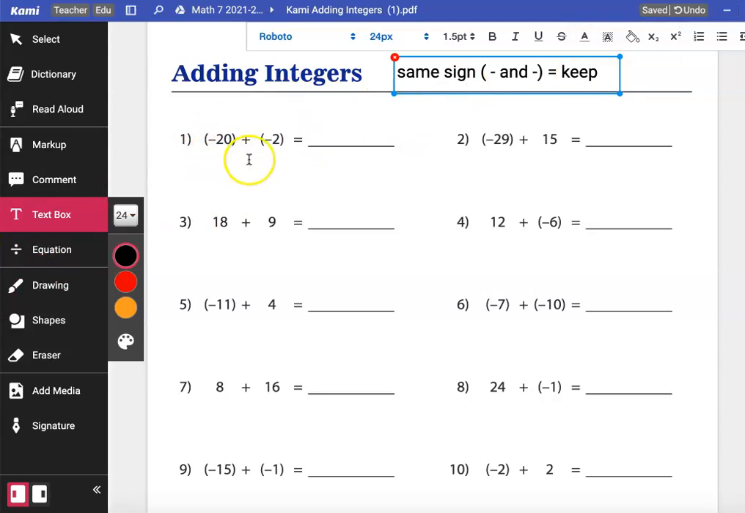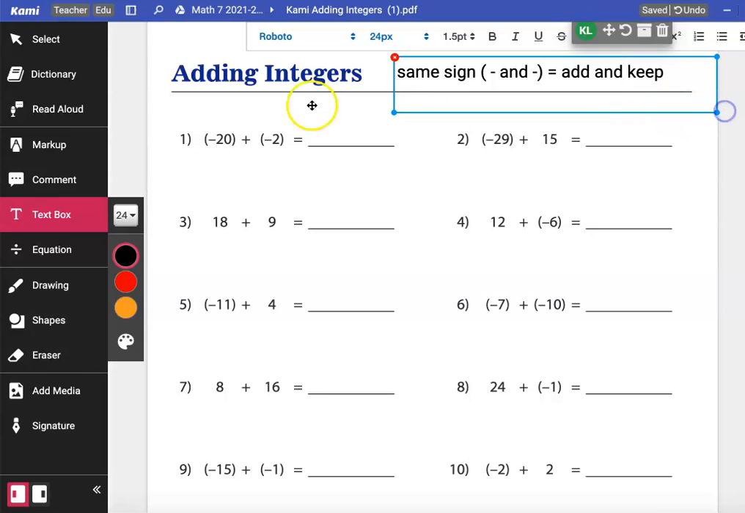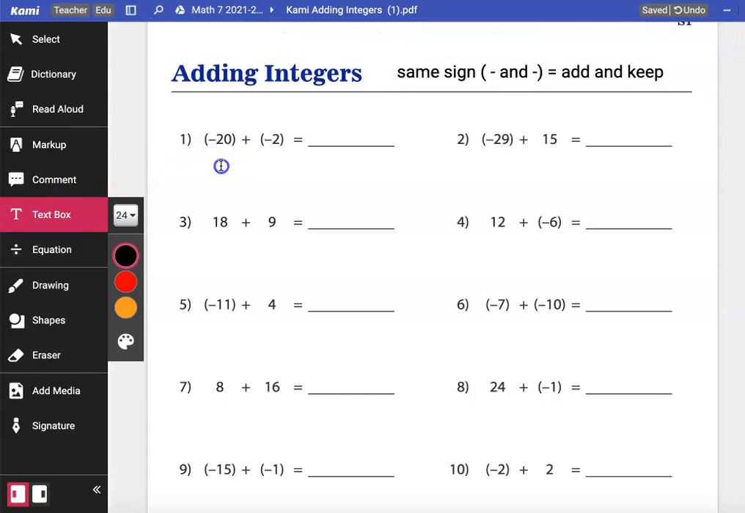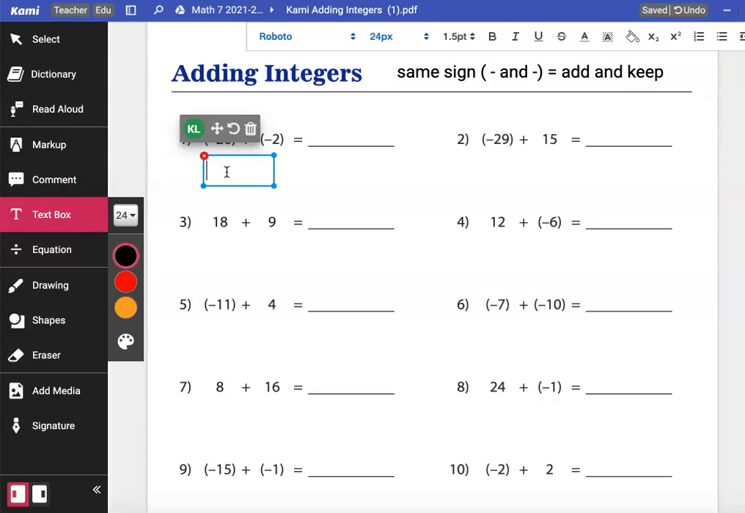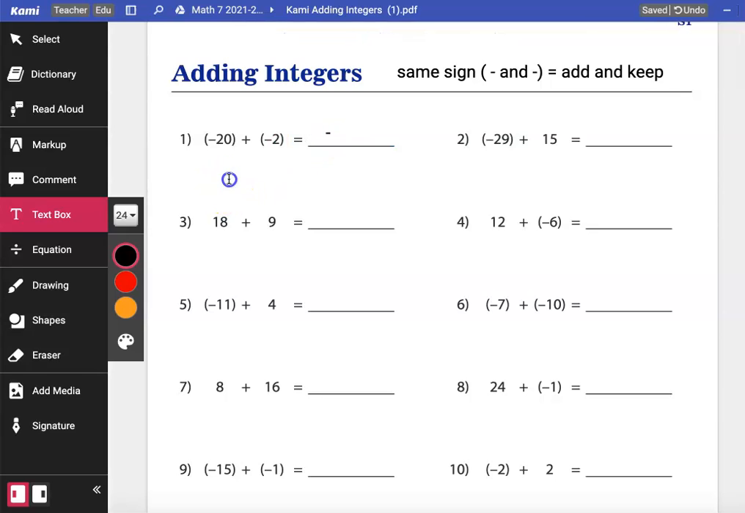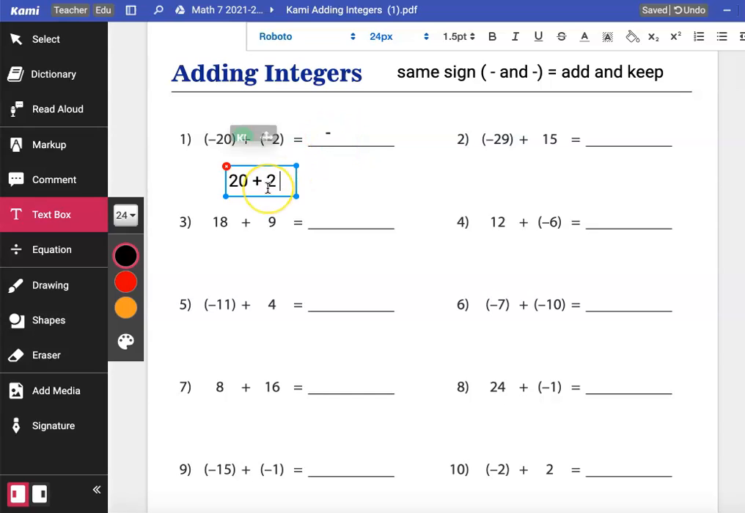So we got negative 20 plus, I'm going to rewrite, add and keep. I know that might be confusing. Hopefully it's not. So negative 20 plus negative 2. So first, they both have negatives. So I know my answer is going to be negative, okay? So I'm just going to add 20 plus 2. That equals 22. So my answer is going to be negative 22.